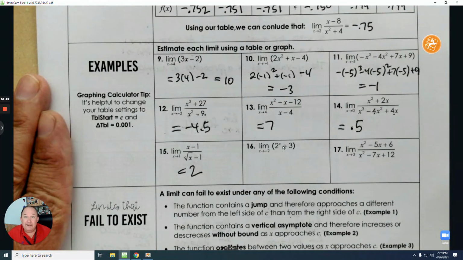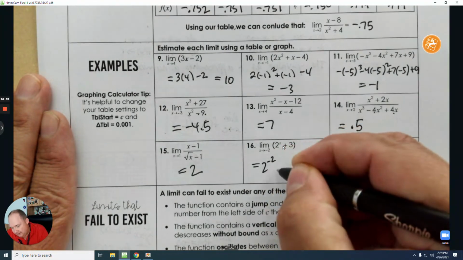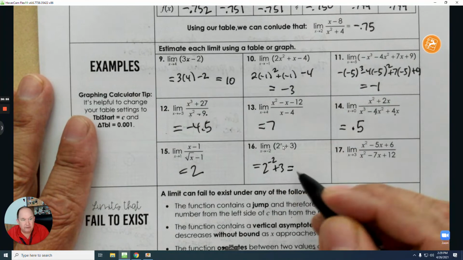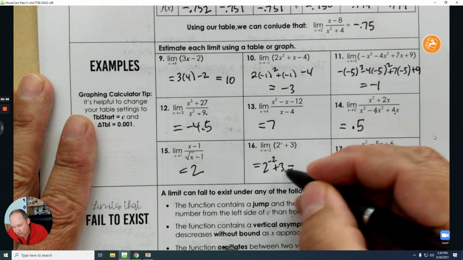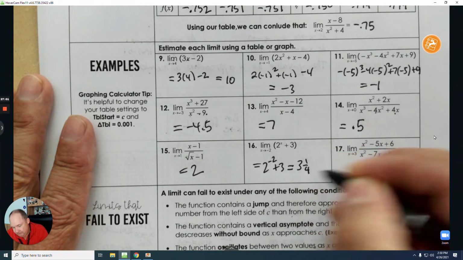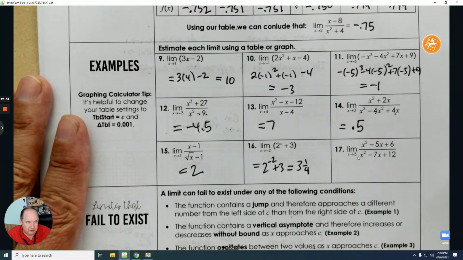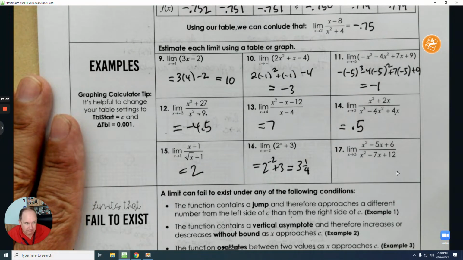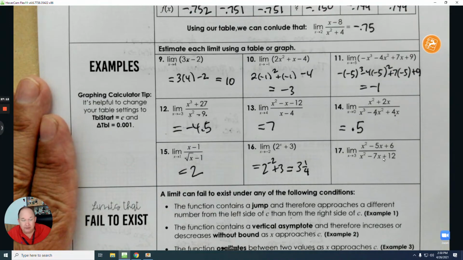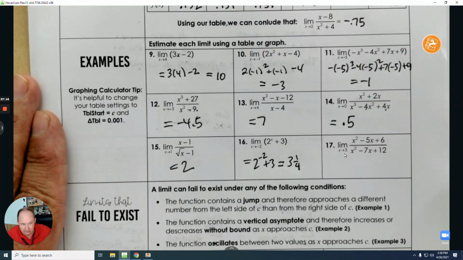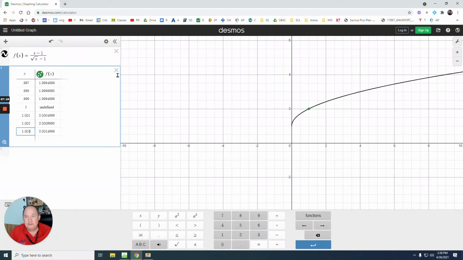For 16, an exponential is continuous. So I can plug in -2 into a continuous function to evaluate a limit. That's 1/4 plus 3. So that's 3 1/4, or 3.25. Here, at 3, if I plug in, it's undefined in the denominator. So this one here is not continuous at 3. So I'm going to use a table. So I'll come back to this.